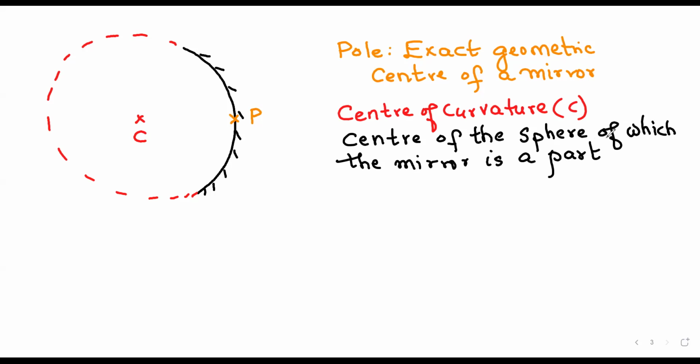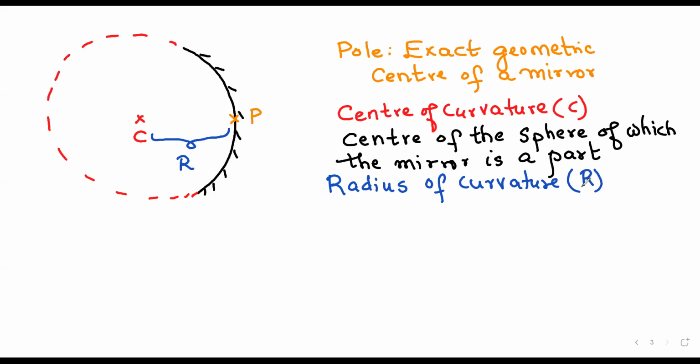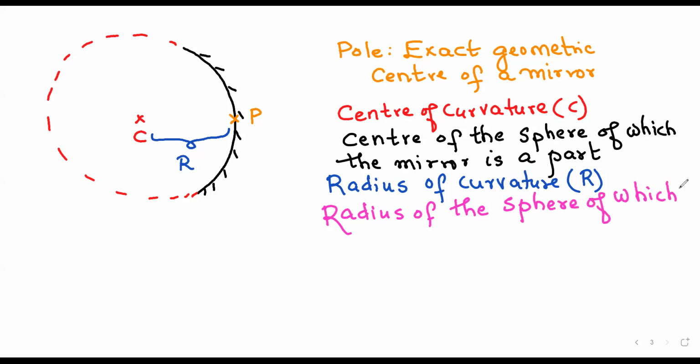Now this sphere will have a radius, and that we call radius of curvature, which is represented by capital R. So what will be radius of curvature, children? It is the radius of the sphere of which the mirror is a part.